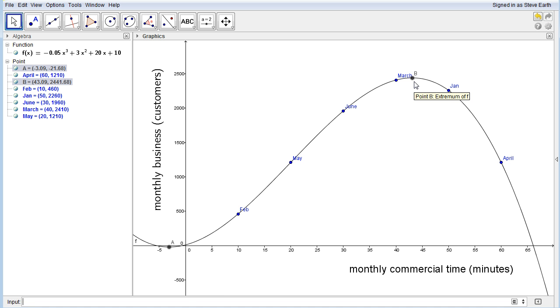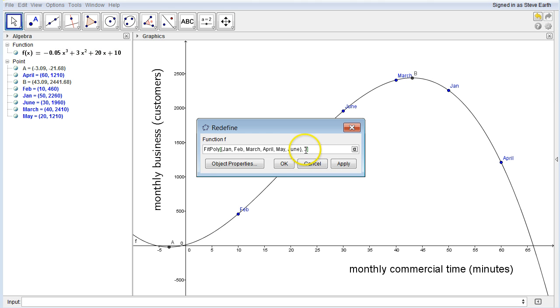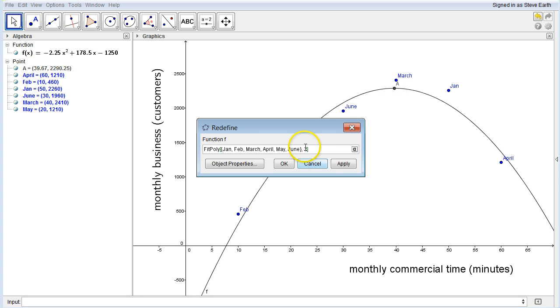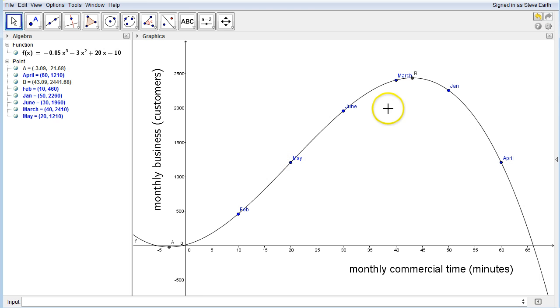If we had done a parabola, there would have, actually, I'm going to switch to a parabola really fast. I'm going to change this from degree 3 to degree 2. And notice there's no B this time. There's only an A point, and it's putting it right at the vertex there. But it turns out we're doing a cubic, so there's actually 2 extrema, 1 local minimum and 1 local maximum. So, all right.